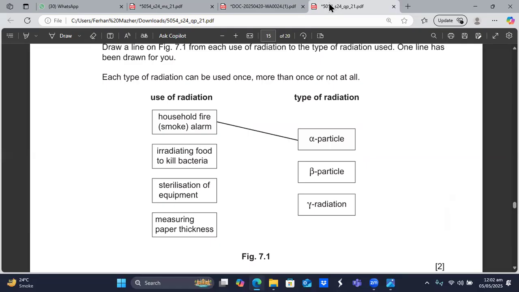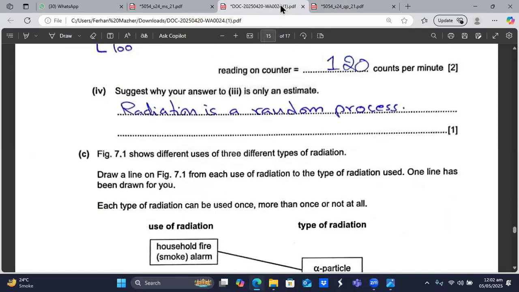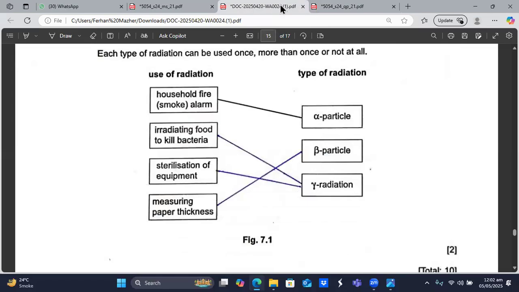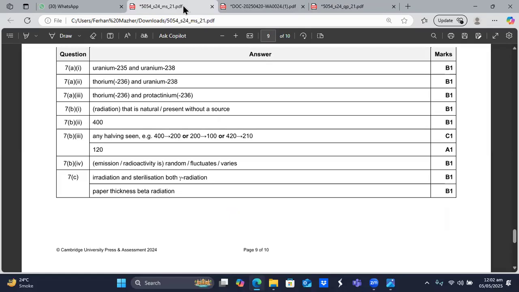Measuring paper thickness can use gamma radiation and beta particles. For sterilization I know gamma radiation is used. So for household fire smoke alarms we use alpha particles. For irradiating the food to kill the bacteria we use gamma radiation. For sterilization of the equipment we use gamma radiation. For measuring the paper thickness we use beta particles. So these are our answers.